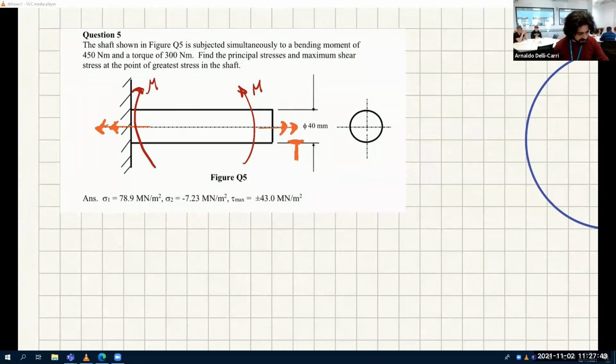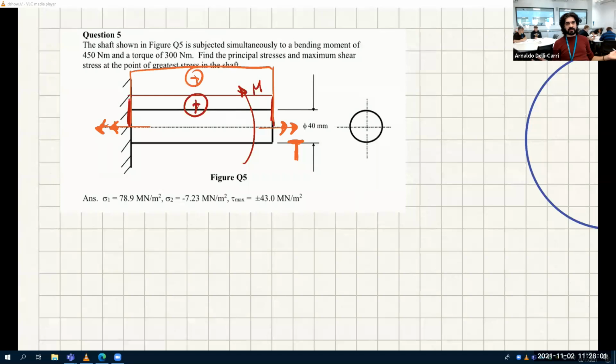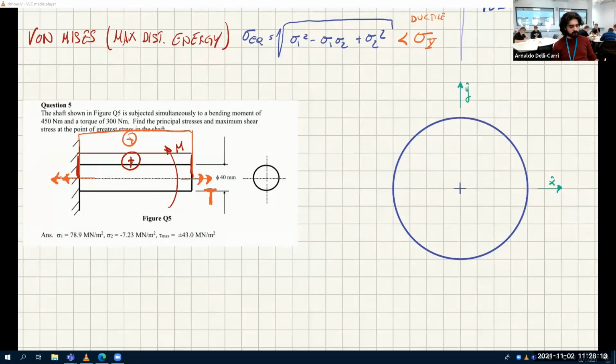If I look at the bending moment diagram of this, it looks like this, positive. If I look at the torque diagram, it's also positive. Everything is constant. So which one is the most stressed section? All of them, because they are all under the same internal loads. Now, on any of these sections, which one is the most stressed point?